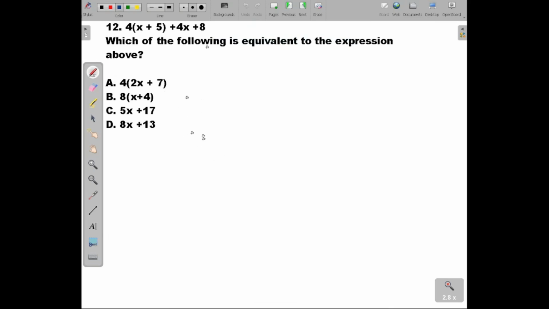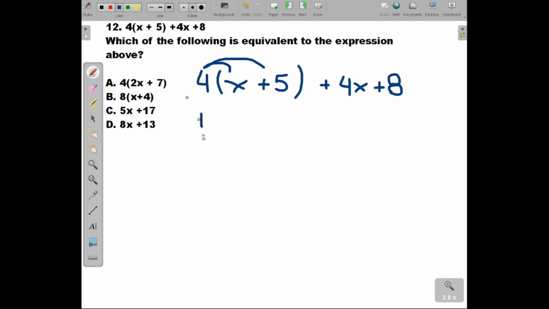Number 12. 4x plus 5 plus 4x plus 8. Which of the following is equivalent to the expression above? So let's try to solve this expression. So we got 4 times x is equal to 4x plus 4 times 5 is 20 plus 4x plus 8.